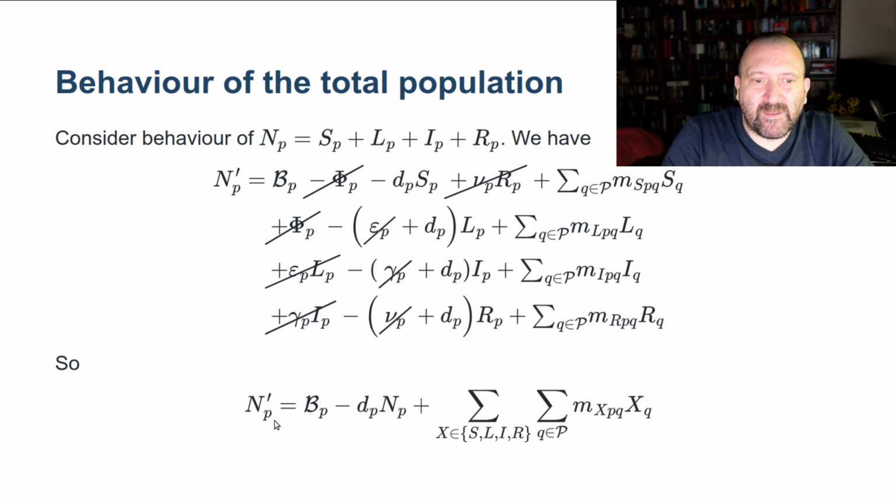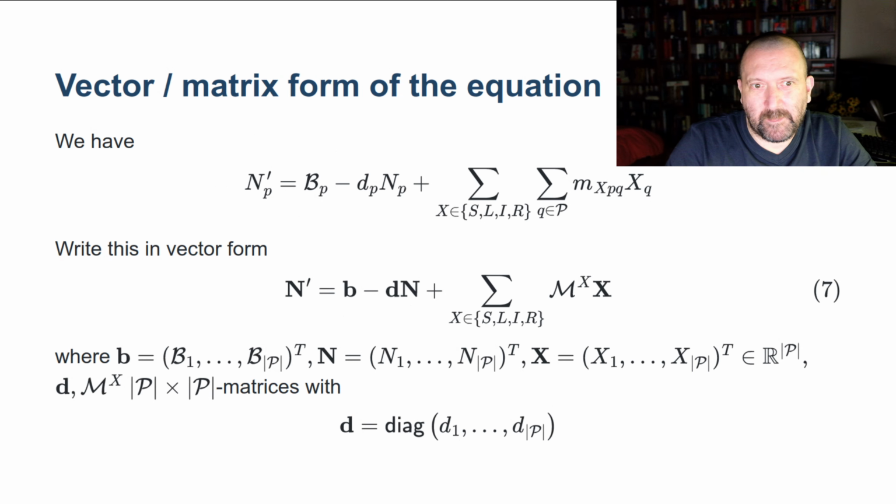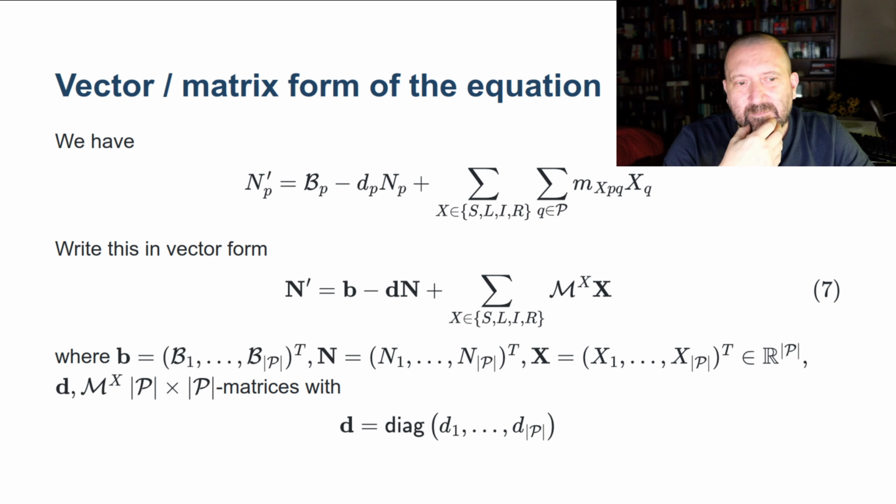So the evolution of the population of patch P is given by this. That is very much what we saw in an earlier example of the SLIRS model, plus the sum over all the different compartments and over all the different patches of the movement from Q to P for individuals of compartment X and the numbers in X. So this is much more complicated, of course, than when you have a single population. Now, we'll do that again many times.